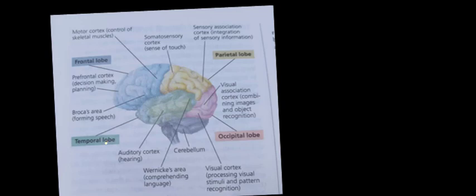Okay, and the next part is the temporal lobe, and in the temporal lobe the auditory cortex is present, which helps in hearing, and there is another region called Wernicke's area, which comprehends language. Also in the frontal lobe there is Broca's area. This is very important. This helps in forming speech. So the outermost covering of the cerebrum is called the cerebral cortex, and inside the cerebral cortex there is white matter, which is the subcortical region.